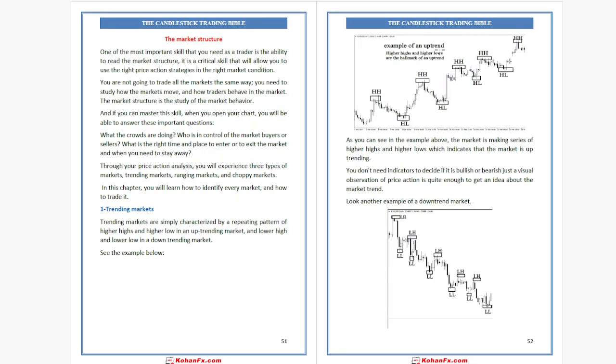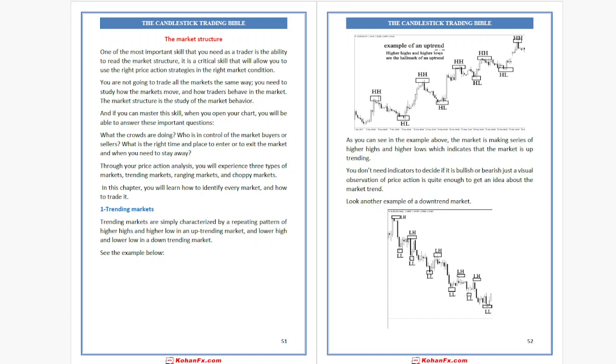The second chapter, the market structure. One of the most important skills that you need as a trader is the ability to read the market structure. It is a critical skill that will allow you to use the right price action strategy in the right market condition. You are not going to trade all markets the same way. You need to study how the market moves and how traders behave in the market. The market structure is the study of market behavior.